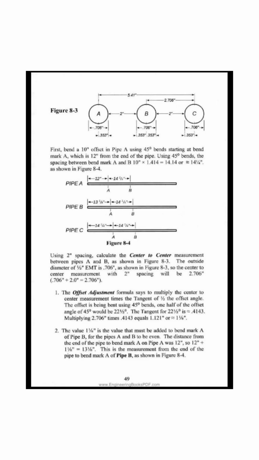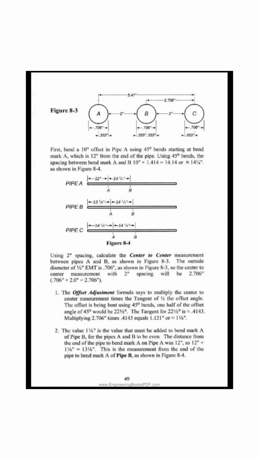The value 1 1/8 is the value that must be added to bend mark A of pipe B for pipes A and B to be even. The distance from the end of the pipe to bend mark A on pipe A was 12 inches, so 12 inches plus 1 1/8 equals 13 1/8.